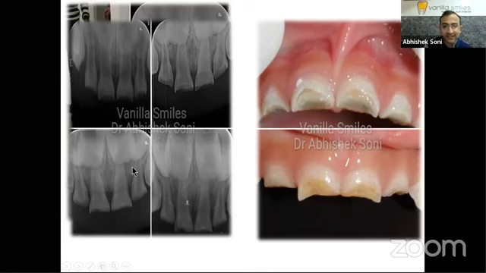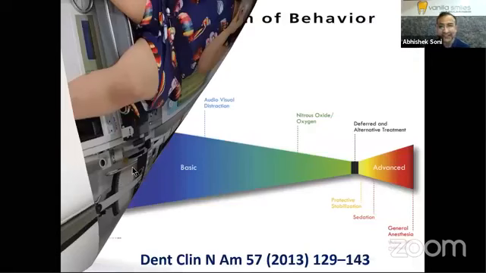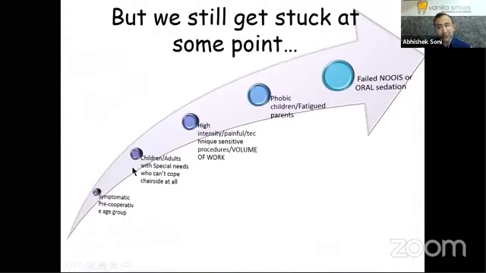We have not done any restorative work after this. So although general anesthesia falls last in the continuum of behavior guidance, it is an important tool in our kitty. It is useful for children who are pre-cooperative, children with SECC who have about 14 out of 20 teeth that need attention.